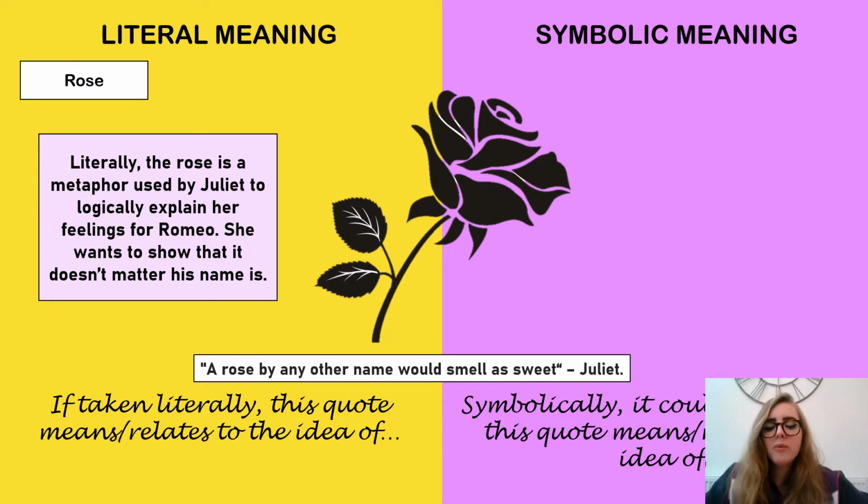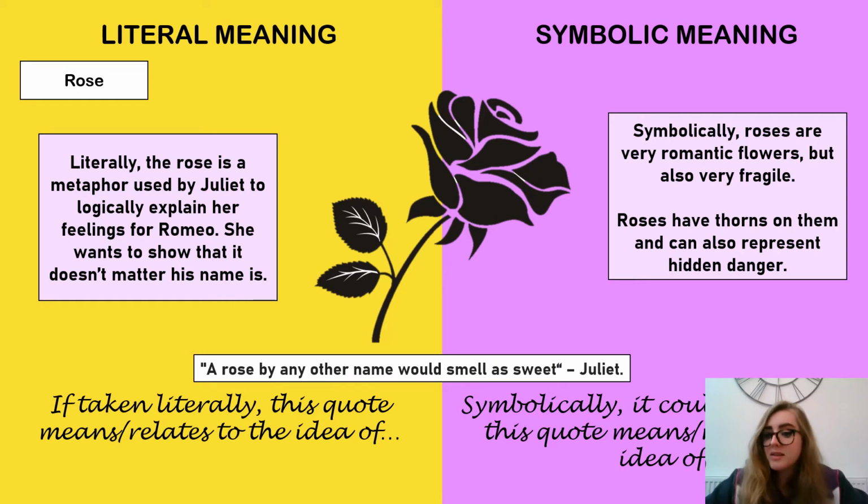But we want to think, why a rose? Why flowers? Why has he picked flowers? All the time we're questioning, why has the author done this? What else could they have done? I often say that by looking at what the author didn't do, it allows us to really unpack what the author did do.